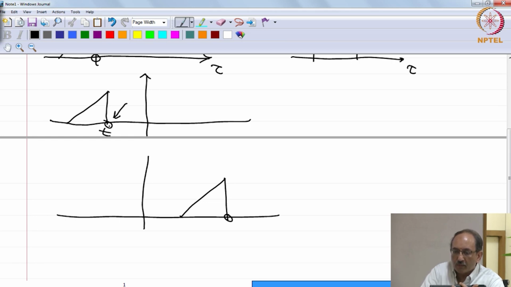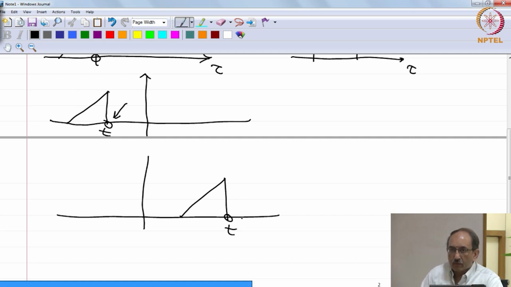This point will be t. Similarly, this point will be t. So, the output will always be associated with this location, all right. So, this is the main point. So, when you talk about y of t, you are talking about t that is given by this variable here. Remember, the independent axis is tau, but t is this parameter and t is the parameter associated with the shift.